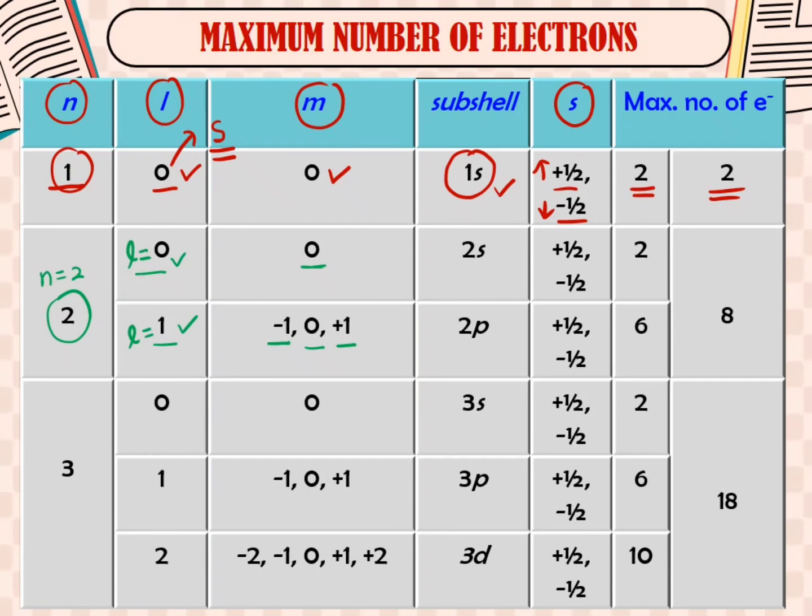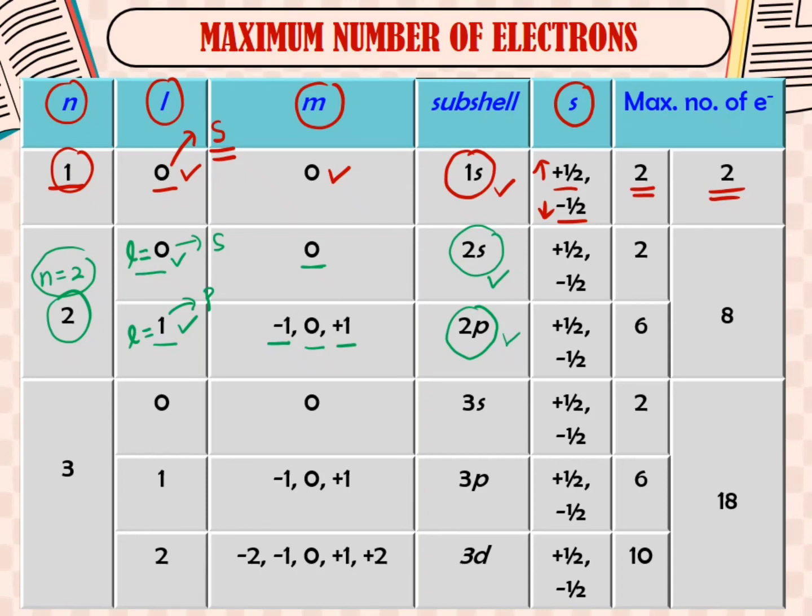Tadi saya dah cakap M depends on L. Okay, so untuk shell yang kedua, dia boleh ada 2 shape. Dia boleh ada S shape dengan P shape. Nampak? Sebab shape depends on L. So L equal to 0 adalah S shape. L equal to 1, P shape. So we have 2 subshell or 2 orbital here, which is 2S and 2P.